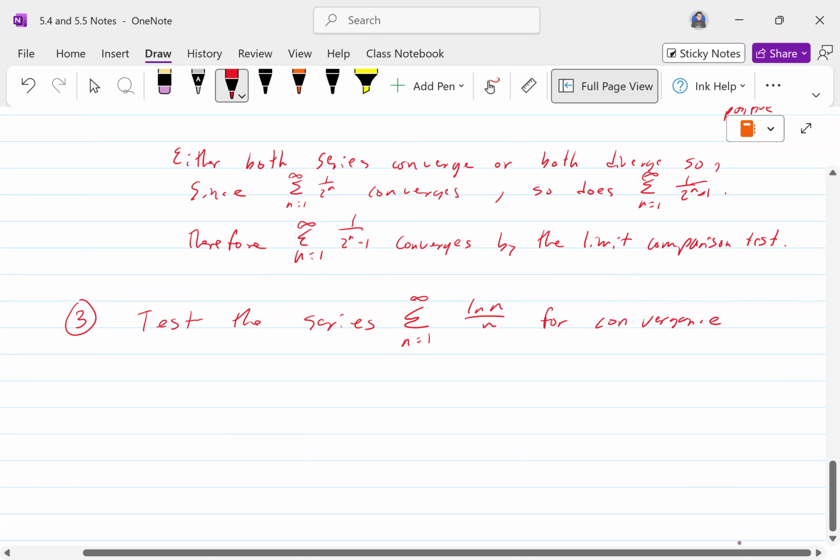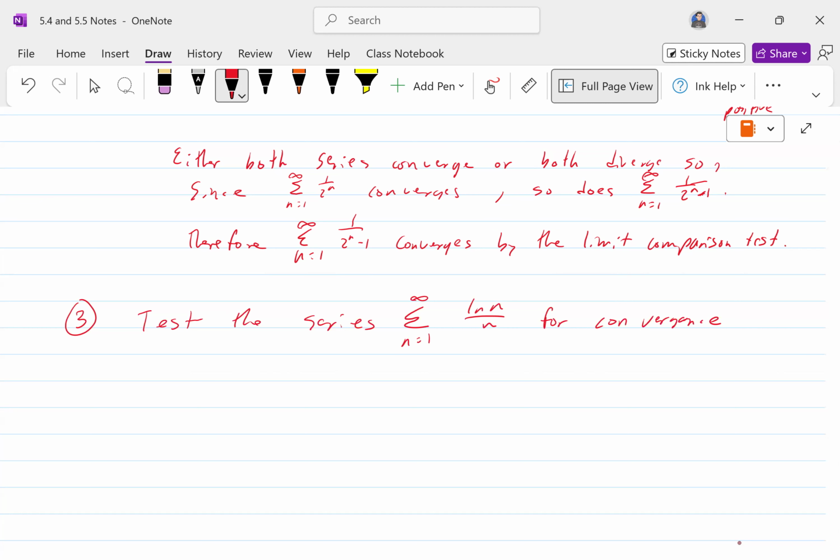Okay, and I'm going to use just the comparison test, the basic comparison test. Sometimes it's called the basic comparison test. People want a qualifier, as in limit comparison test and basic comparison test. You could call it the basic comparison test if you want. Okay, it's just the comparison test. I'm going to use just the basic comparison test here.